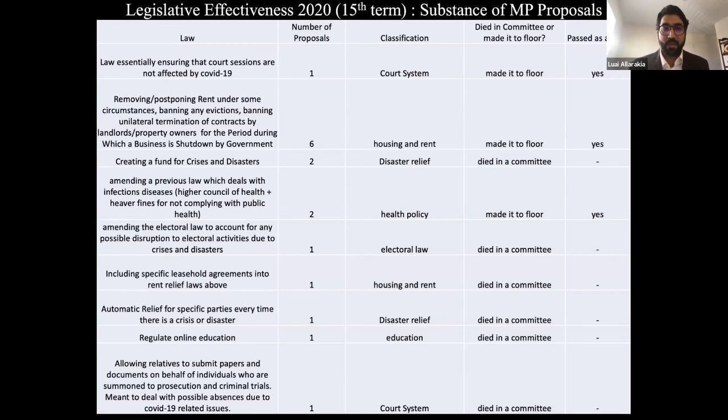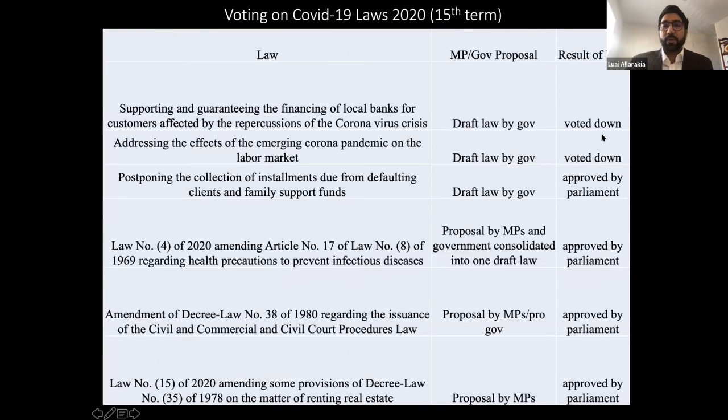Now, the last part is to look at, once the laws make it to the floor, whether they were passed or not. So here I divide the laws into draft laws by the government, which, like I said, almost immediately make it to the floor, so I didn't separate them, and proposals by MPs. If we look at the distribution of these laws, we will find that the only laws that were voted down by the Assembly were actually draft laws by the government.